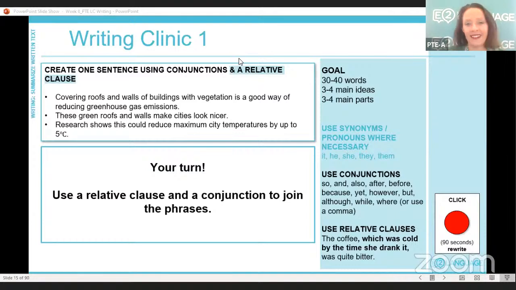Let's look at yours. Someone called Home. Covering buildings with plants is a good way to reduce pollution, and you need an and. It also makes cities look better and reduces temperatures by 5 degrees. Excellent, that's fine. You just need that and up there. So let's see. Natsumi: covering buildings with plants, which reduces CO2 gas, excellent, makes cities look more beautiful as well as reducing city temperatures by as much as 5 degrees.